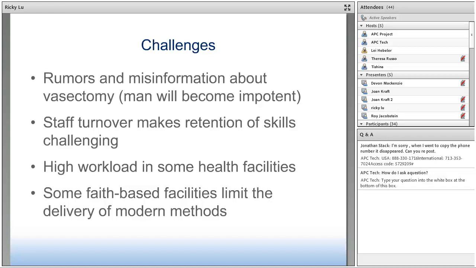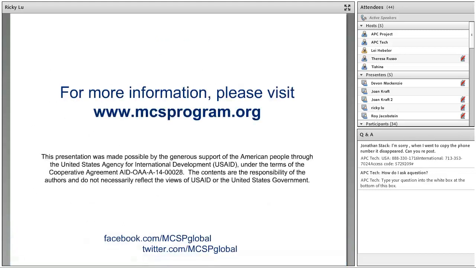So sometimes with heavier workload and not enough staff, the outreach service becomes a secondary responsibility, and so scheduling may be an issue, and it may not happen at some point. And then I think the other one that came up was that there are a number of facilities run by faith-based organizations, and some of these facilities are hesitant to support a permanent method, including vasectomy.